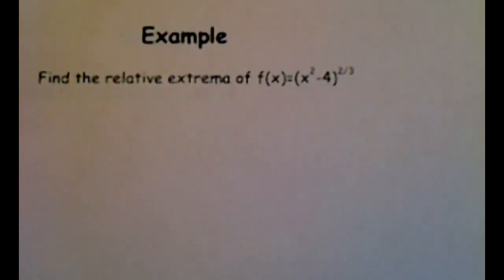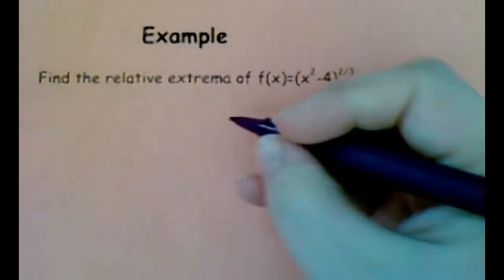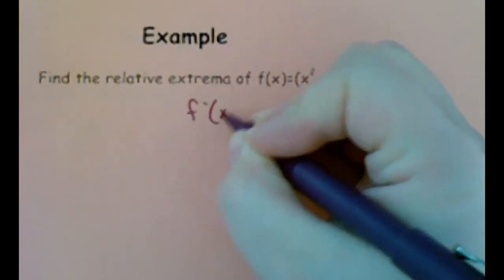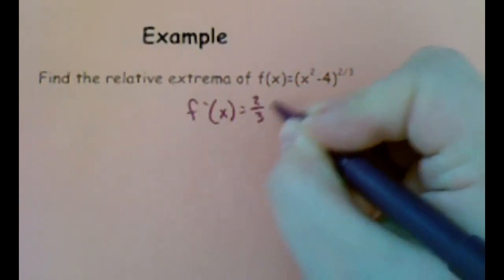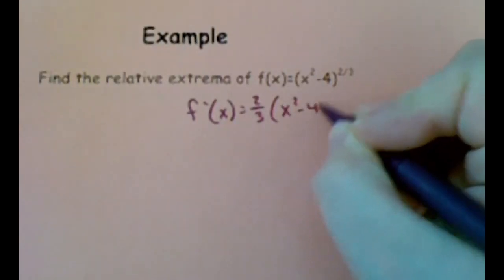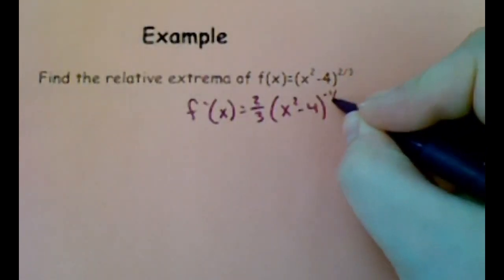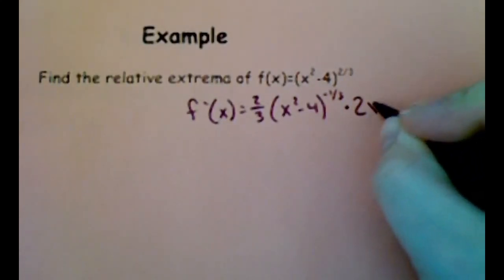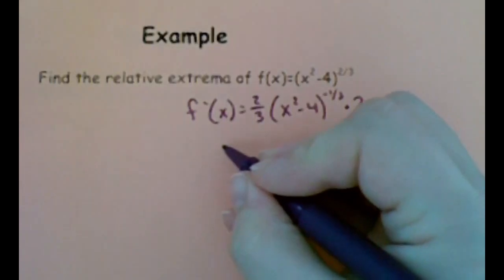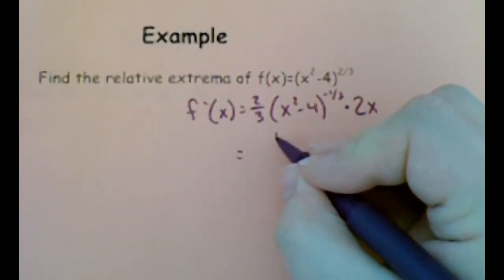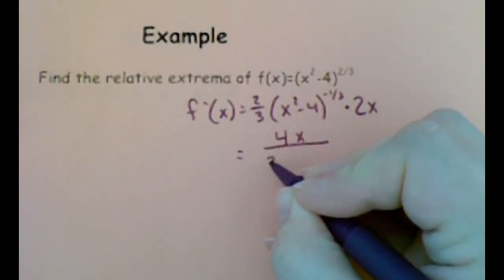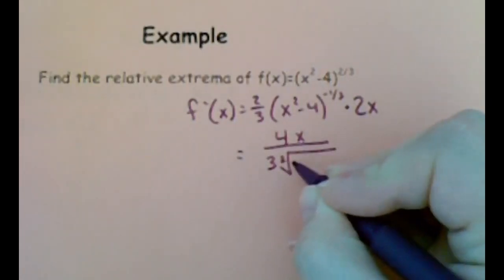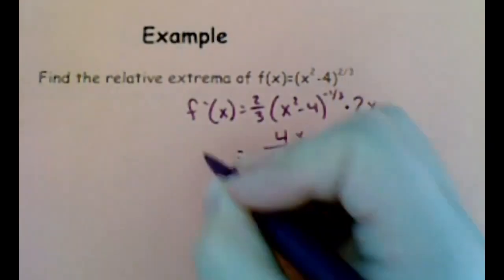All right, for this next one, we're finding the relative extrema, which means we start with the derivative. For this derivative, we have to use the chain rule. So we bring down the power, x squared minus 4, subtract 1 from this power makes it -1/3, times the derivative of the inside, which is 2x. I'm going to clean that up a little bit here. I get 4x over 3 times the cube root of x squared minus 4.